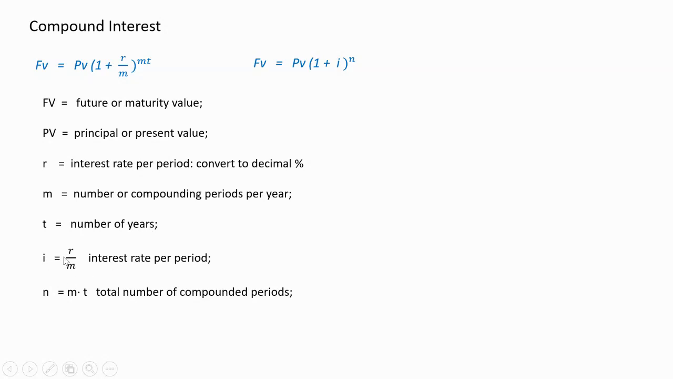Here's where the i comes in. The i is r divided by m, right? Like I said at the beginning, the i is r divided by m, and the n is equal to m times t. The i is the interest rate per period, and the n is the total number of compounded periods.